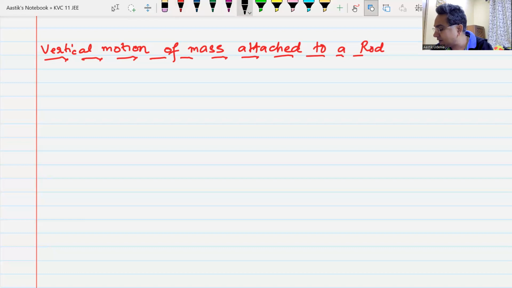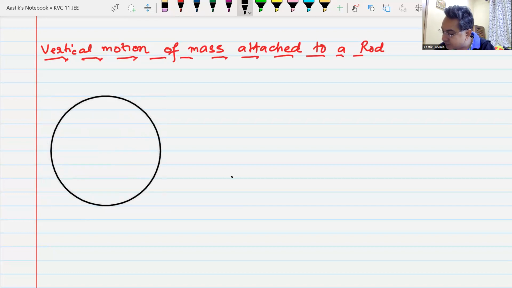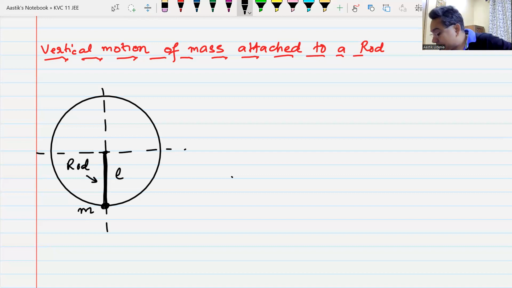So, what difference does it make eventually? Now, I have a rod. So, the case is similar. This is motion in a vertical circle, but now instead of a string, I have a rod. Let us say the length of this rod is L, and I have attached a bob of mass M to this rod.